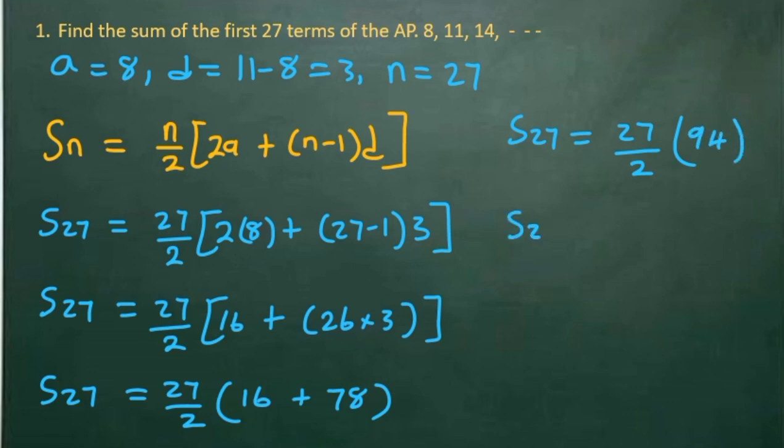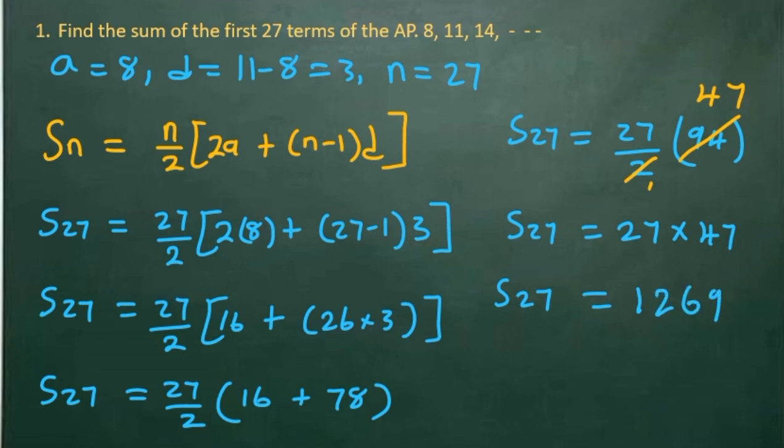So we have S of 27 equals 27 over 2. So basically we can say that the 2 is gone, and 94 divided by 2 will give us 47. So what we are left with is 27 times 47. So we can say that the sum of the first 27 terms of the given arithmetic progression is 27 times 47, which gives us 1269.